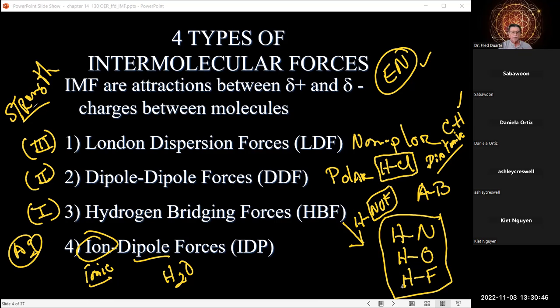So basically, we think about it as 1, 2, and 3. We're dealing with covalent compounds. That's it, covalent compounds. Whereas number 4, we are dealing with two separate systems: an ionic compound and a solvent, which most of the time is water. So aqueous systems.